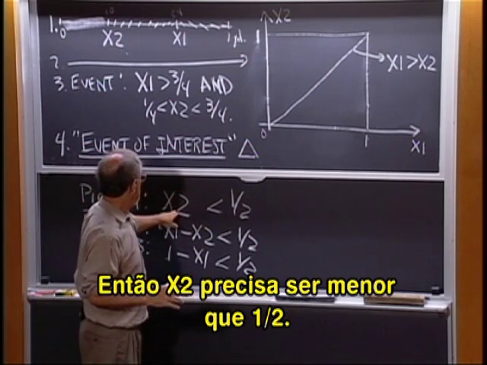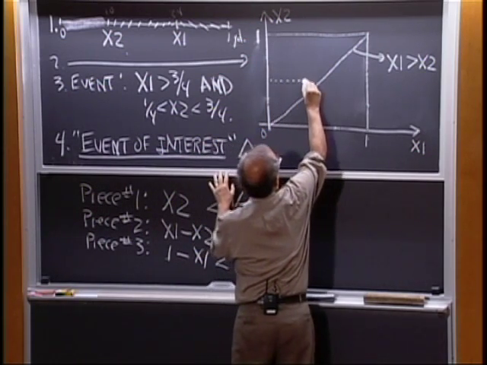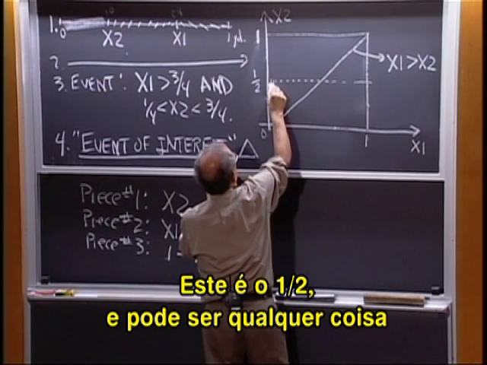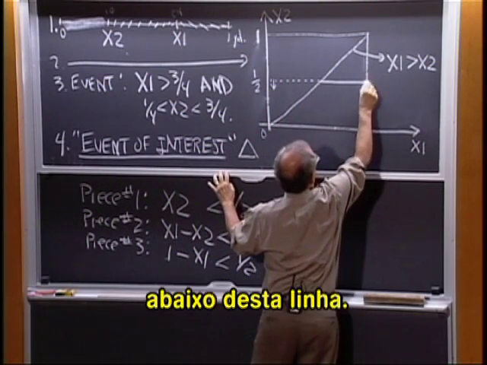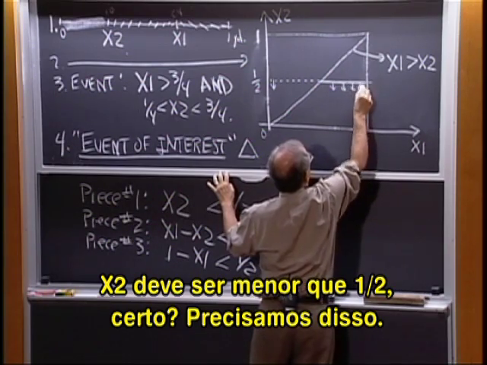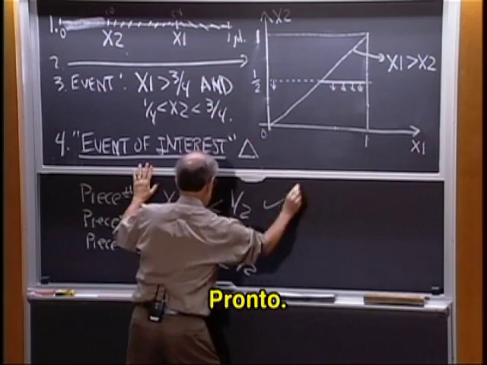Okay, so x2 must be less than a half. So x2 is over here. Here's a half. Anything below this line is okay. So x2 must be less than a half. All right, so we got that.